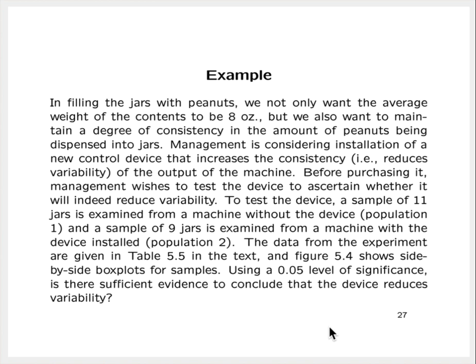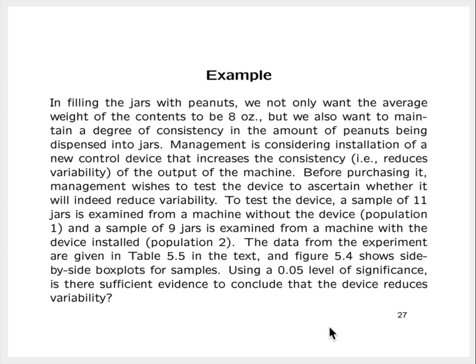Now let's look at some examples. So we'll go back to our example where we're filling jars with peanuts on a production line. In filling the jars with peanuts, we not only want the average weight of the contents to be 8 ounces, but we also want to maintain a degree of consistency in the amount of peanuts being dispensed into jars. Now, management is considering installation of a new control device that increases the consistency, in other words, reduces the variability of the output of the machine, or so says the producer of that new control device.